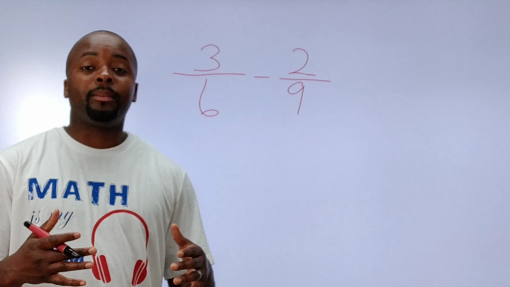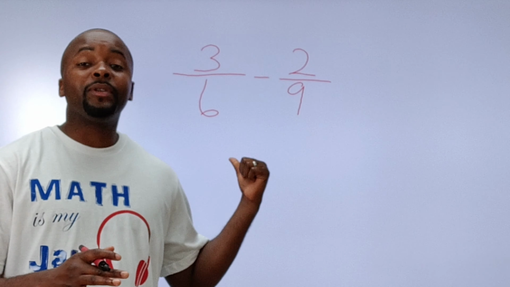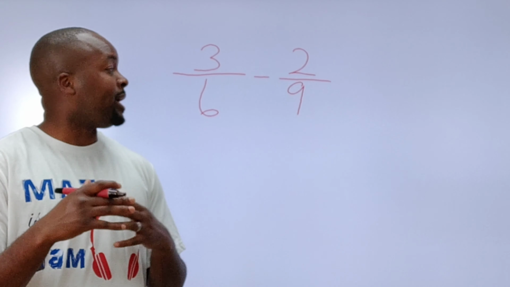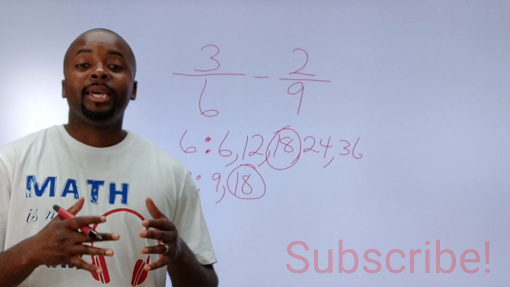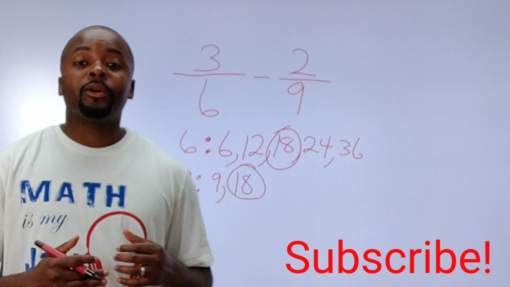Now for the next problem, same as we did last time, go ahead and pause the video and see if you can find your least common denominator for this new fraction. We have 3/6 minus 2/9, and we just want to find our least common denominator. If you found that 18 was your least common denominator, you are correct.